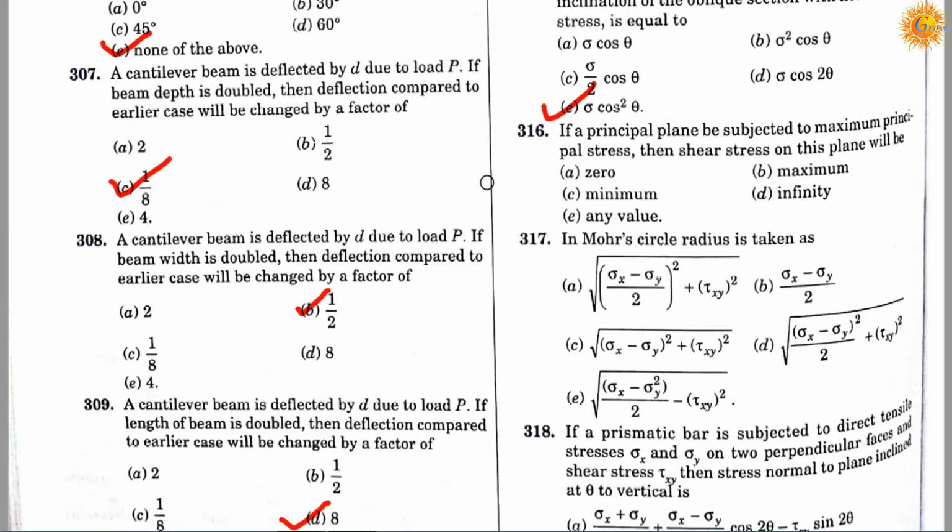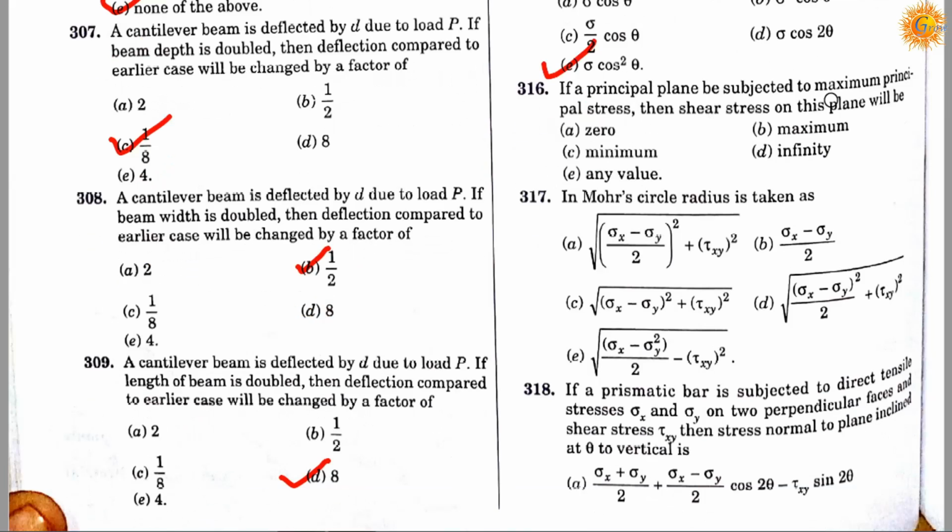Question number 316. If a principal plane is subjected to maximum principal stress, then the shear stress on this plane will be: option A, 0; option B, maximum; option C, minimum; option D, infinity; option E, any value. The correct answer is A, it will be 0.